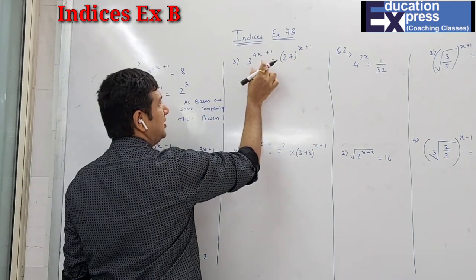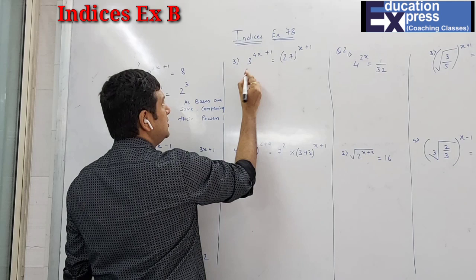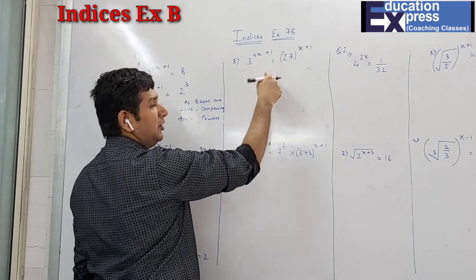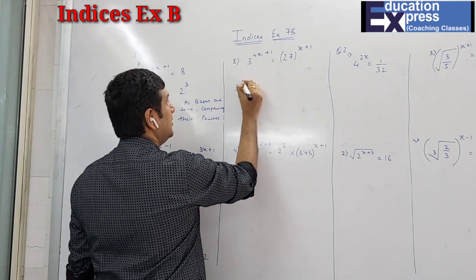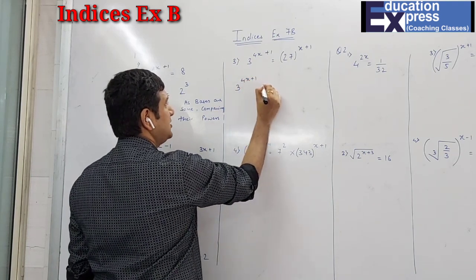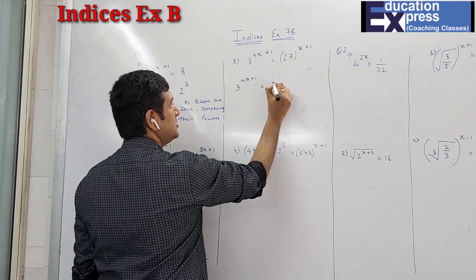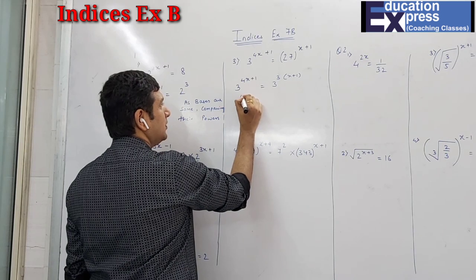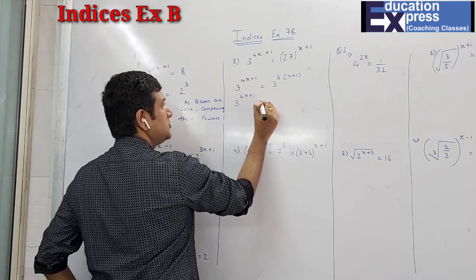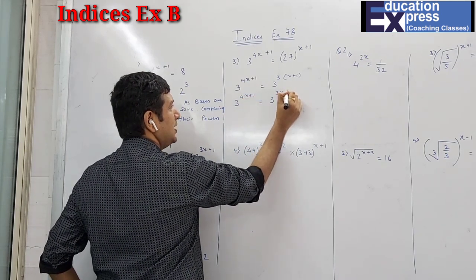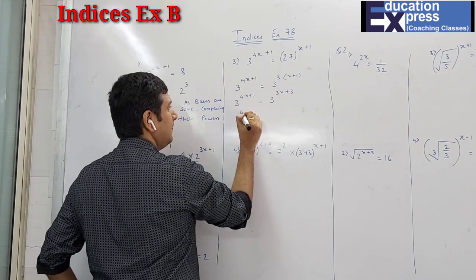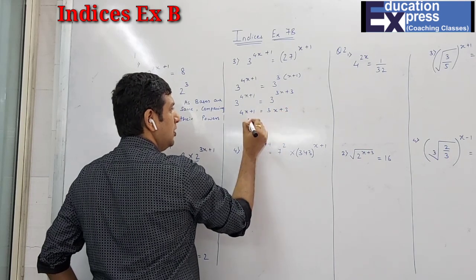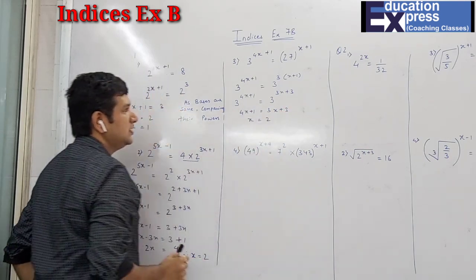Again the same thing. I have each term on either of the side. 3 raised to 4 plus 4x, 3 raised to 4x plus 1, and this is 3 cube raised to x plus 1. So 3 raised to 4x plus 1, and this is 3 raised to 3x plus 3. Bases are same. So 4x plus 1 equals 3x plus 3. So x equals 2 is the answer.